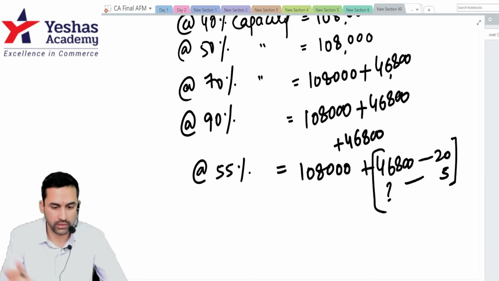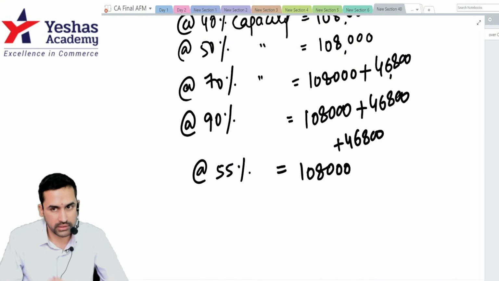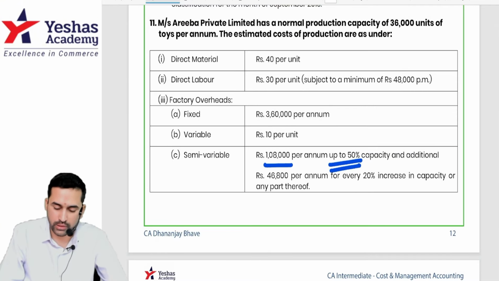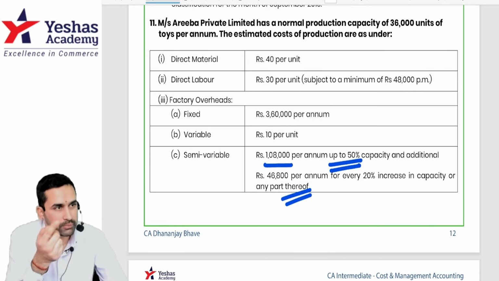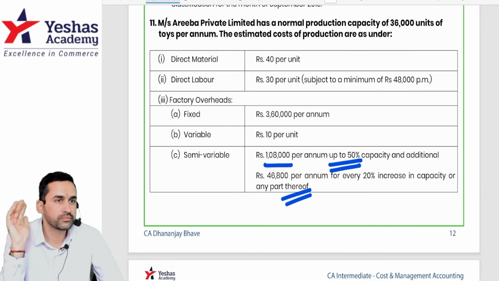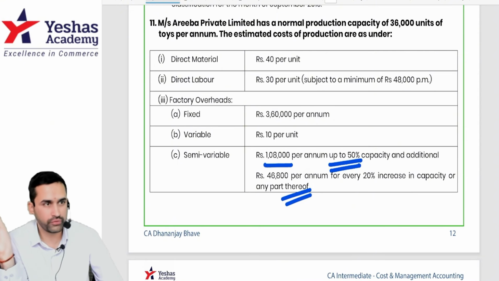This is a wrong way of doing. Then are you saying I should not take anything? Even that answer is wrong. Should take full 46,800. Why? Read, they said 20% increase or any part thereof. That means even if it is 1% above 50%, you have to count full 46,800. That is the meaning of this part thereof.